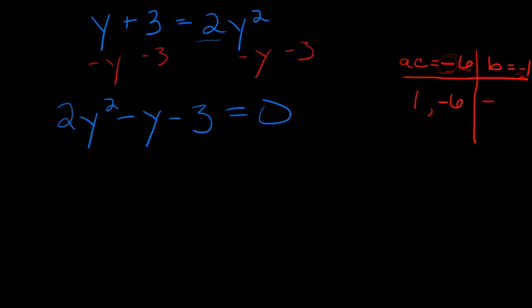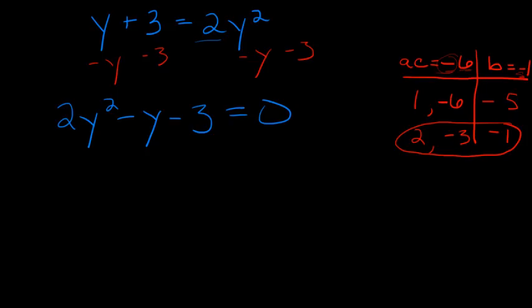And if I add 1 and -6, I get -5, which is not what I want. So I'm going to take the 1 and increment it to 2. And I'm going to say, okay, what do I have to multiply 2 by to get -6? Well, that's a -3. And I'm going to add 2 and -3 together, which gives me -1. And yay, that's what I'm looking for.